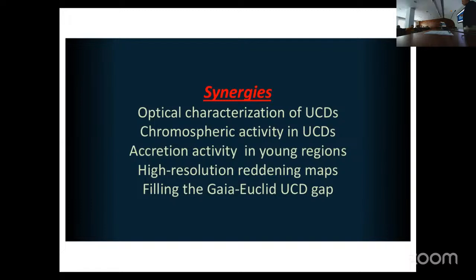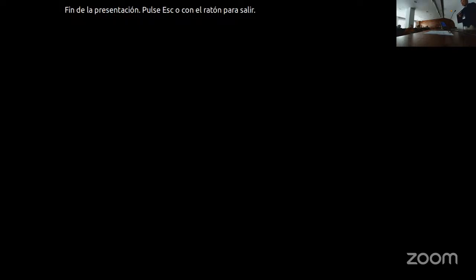It can also help us with getting high resolution reddening maps. This is going to be very useful to have an extra control on the contamination of the background. And the most important aspect that I foresee is to fill this Gaia-Euclid gap in the ultracooled dwarfs. Okay, well, thank you.